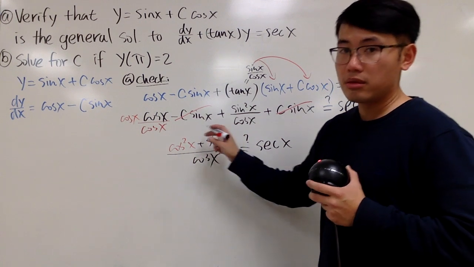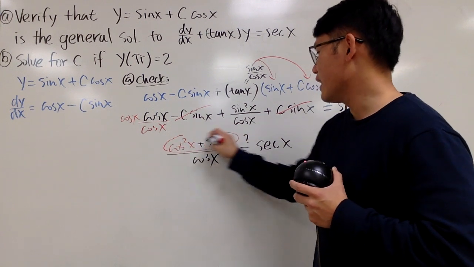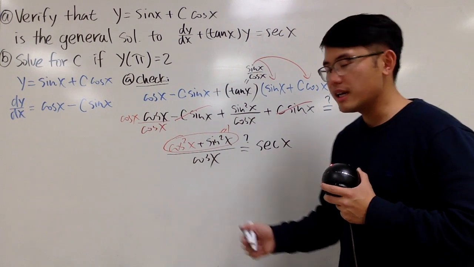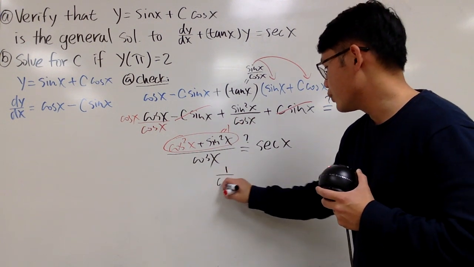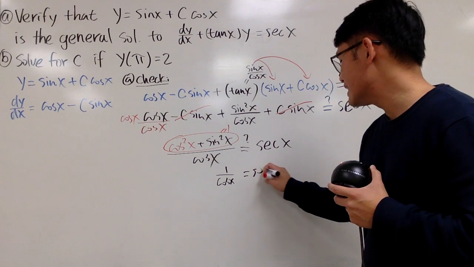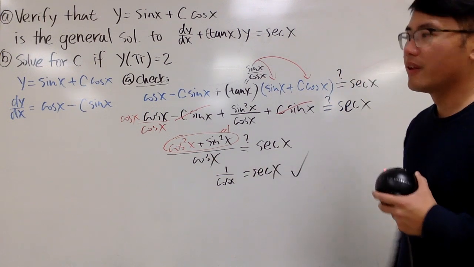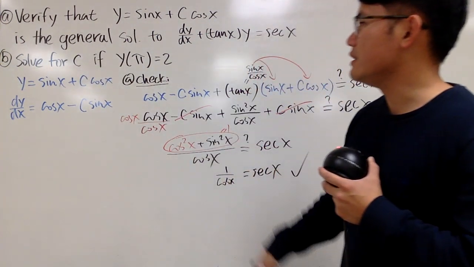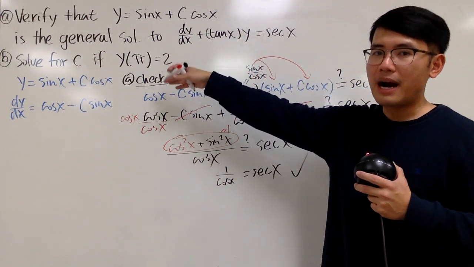Of course, on the top, this right here is just equal to 1, right? Very nice. This right here is nicely equal to 1. And in the end, we get 1 over cosine x. Of course, right here, I think we have shown enough work. This is equal to secant x. So that's done.